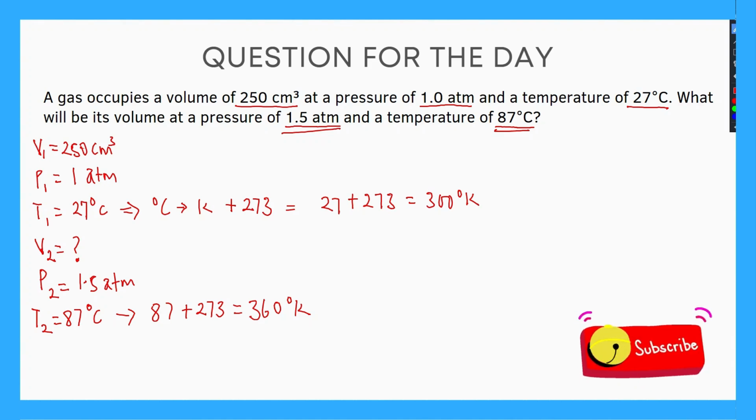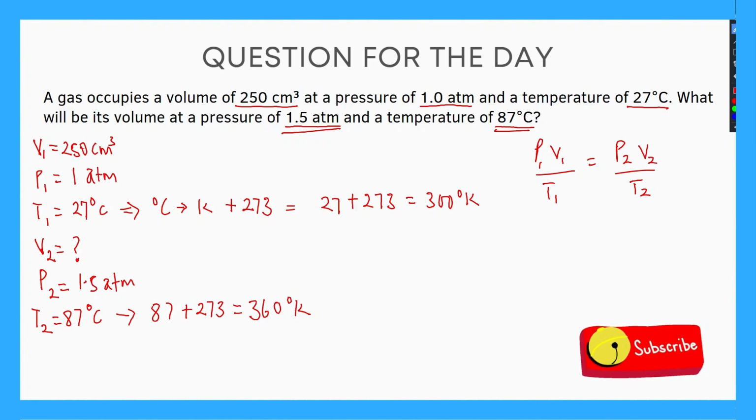So now that we have our variables, the equation that will solve this question is the combined gas equation, because this has pressure, volume, and temperature all inside one question. So the combined gas equation says P1 multiplied by V1 divided by T1 is equal to P2 multiplied by V2 divided by T2.